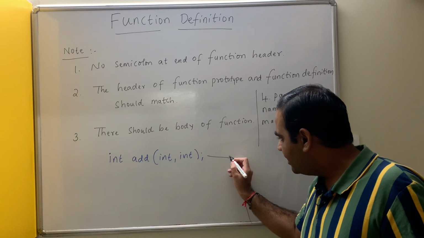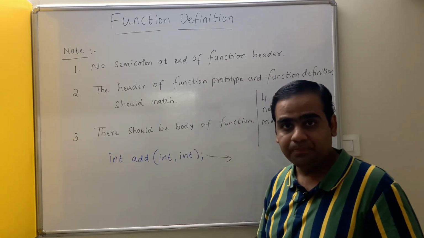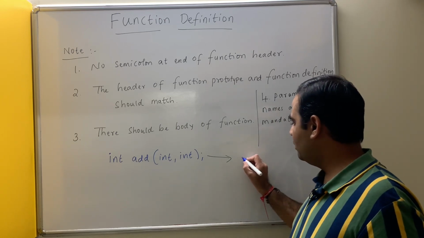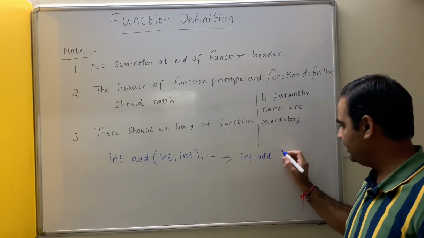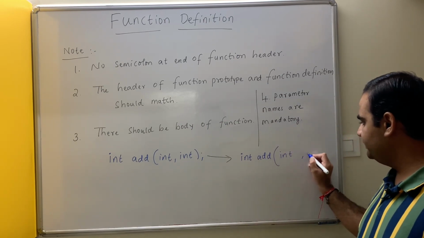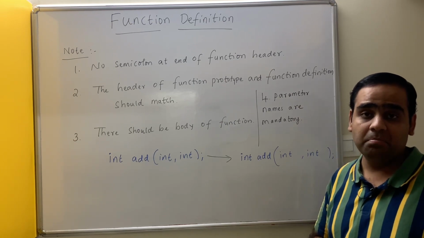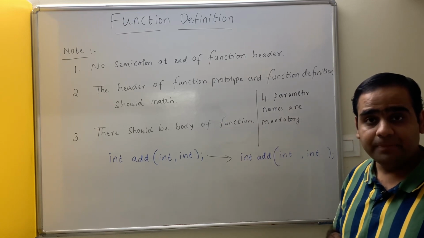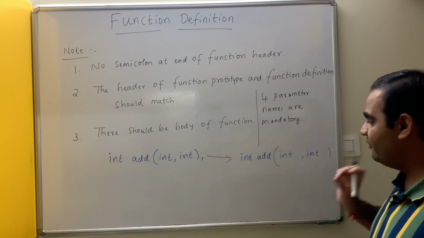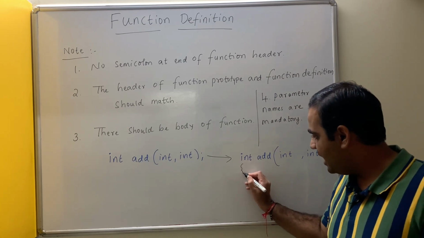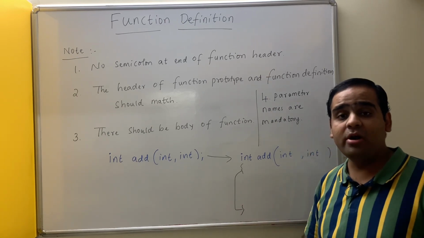Now, if I want to write the function definition for this prototype, the header should match. It means I need to write here int add, the same thing I need to copy. I say int, int, and if I give a semicolon, this is the function prototype. I want to write it as the function header, the function definition. This function definition does not have any semicolon. Remove the semicolon, and it should have the body of the function. What can we write in the body of the function?